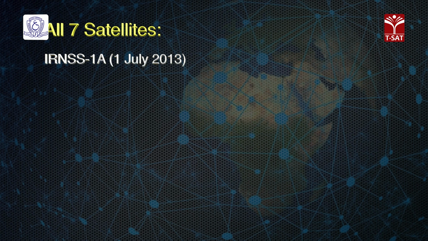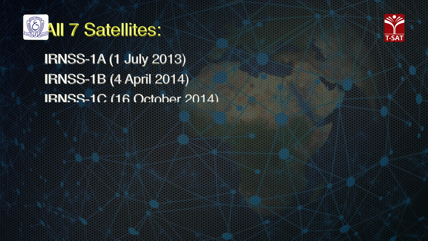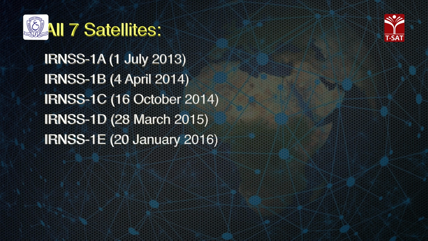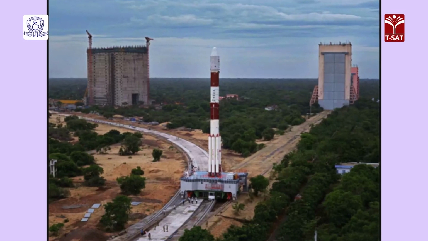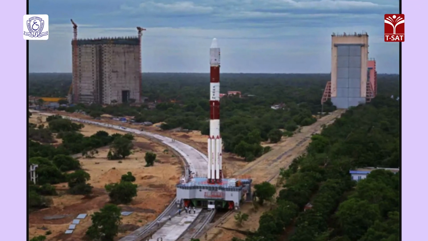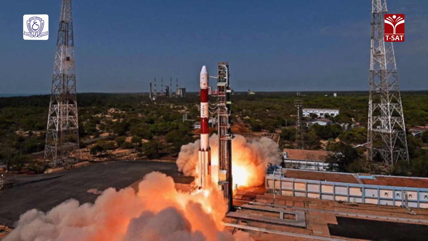All 7 satellites: IRNSS-1A launched on 1st July 2013, IRNSS-1B on 4th April 2014, IRNSS-1C on 16th October 2014, IRNSS-1D on 28th March 2015, IRNSS-1E in January 2016, IRNSS-1F on 10th March 2016 and IRNSS-1G on 28 April 2016, of the proposed constellation were precisely launched from Satish Dhawan Space Centre.